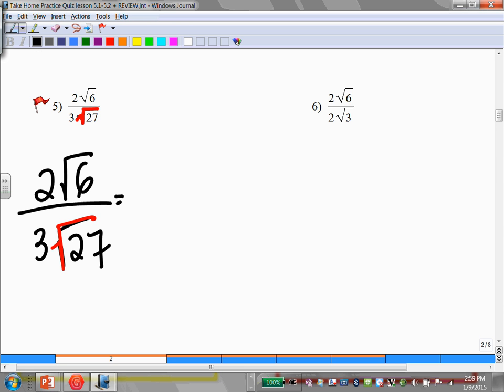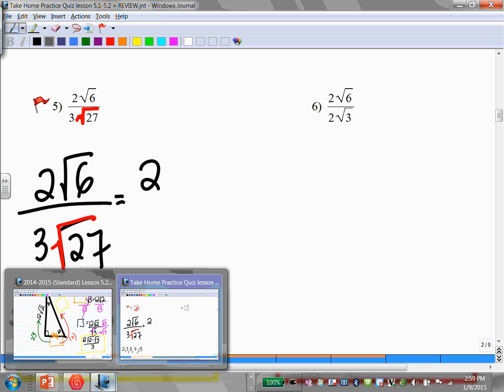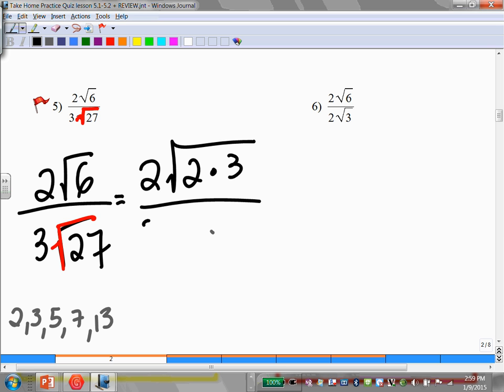Step number 1 is you want to prime factor what's under the radical sign. Primes, you want to factor things into 2, 3, 5, 7, and 13 if there's a 13 there. So for example, 6 is 2 times 3, and this is 3, and this is 3 times 3 times 3.